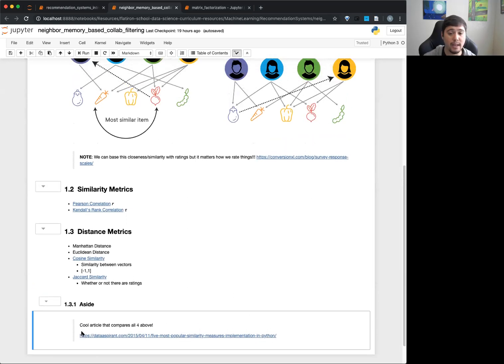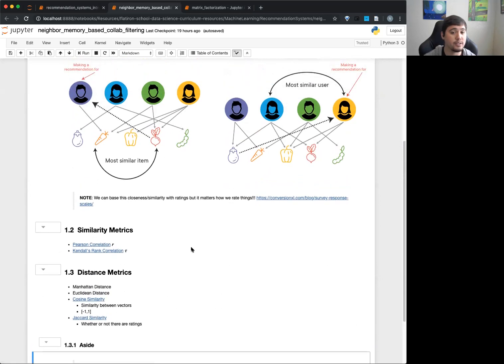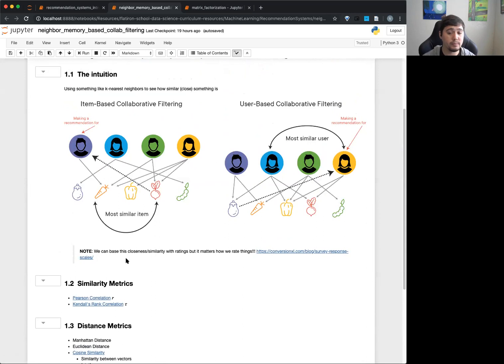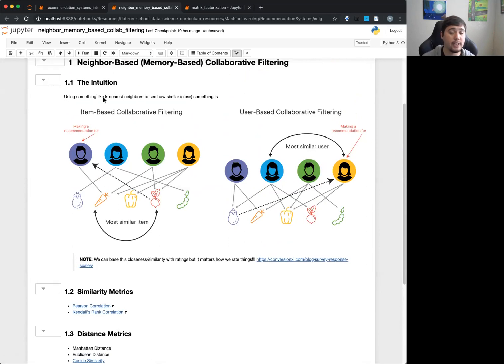All right, any questions about measuring distance, knowing similarity, anything like that? Makes sense. And you can think of, again, k-nearest neighbors. That's a similar algorithm, like how we see how close something is. Okay.